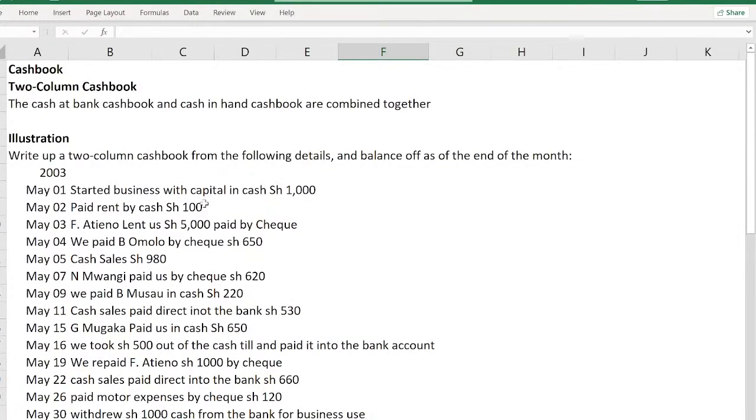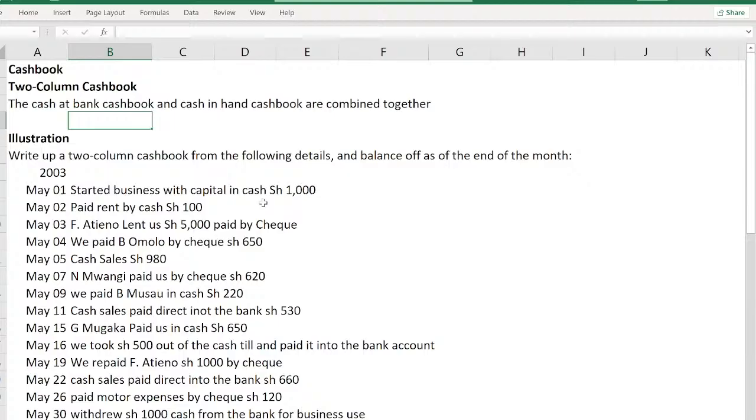Another thing that I'd like us to talk about is the cash book. We have two types, the 2-column cash book and the 3-column cash book. I can start with the 2-column cash book. In the 2-column cash book, the cash at bank cash book and the cash in hand cash book are combined together. So you have to combine the cash at bank and the cash in hand.